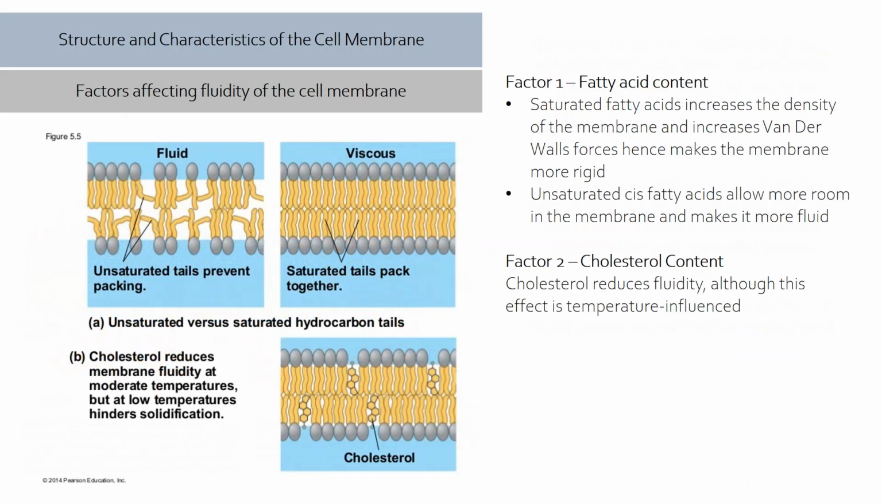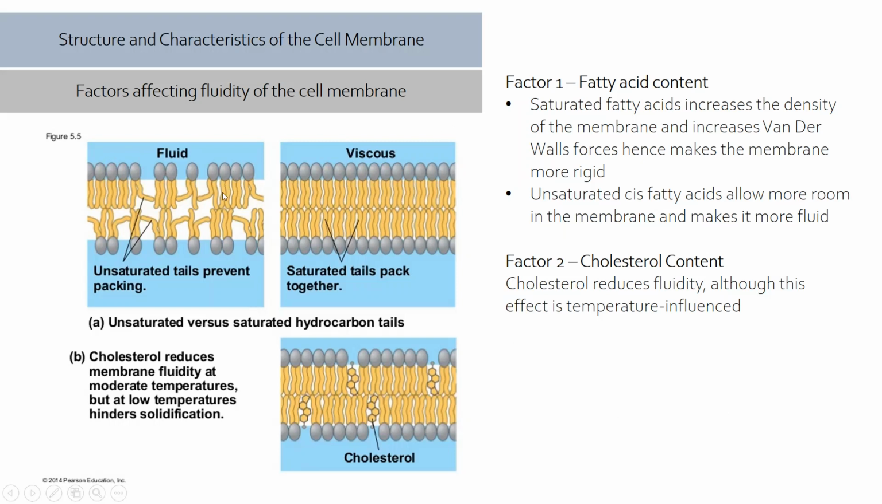Okay, now that we know that the cell membrane is very fluid and it looks like a mosaic, now we would like to talk about what are the factors that affect the fluidity of these cell membranes. So not all cell membranes are the same in terms of fluidity, and there's two main determinants that determine whether or not a cell membrane is fluid.